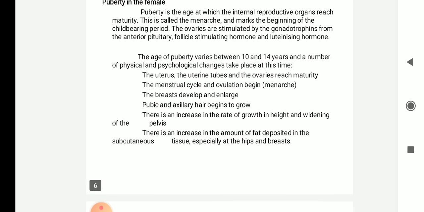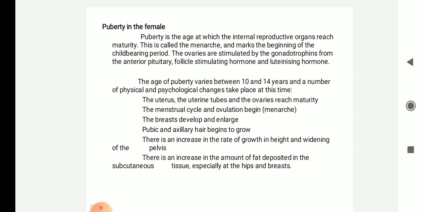Okay, so next is puberty or maturity in females. Puberty is the age at which the internal organs, that is the reproductive organs, reach maturity. Until that stage of maturity, they are in an immature stage. When it is completely grown and ready for reproduction, that stage is called puberty. This is called menarche, that is the occurrence of the first menstrual cycle, and it marks the beginning of the childbearing period.